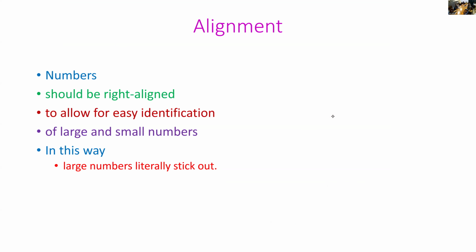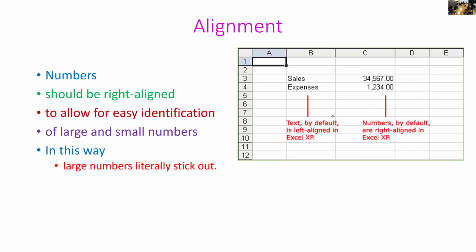Okay, alignment of numbers should be so that it's easy to read. In an Excel spreadsheet, this is how Excel does it by default. Text is where? Left or right? Left. Numbers are right aligned.